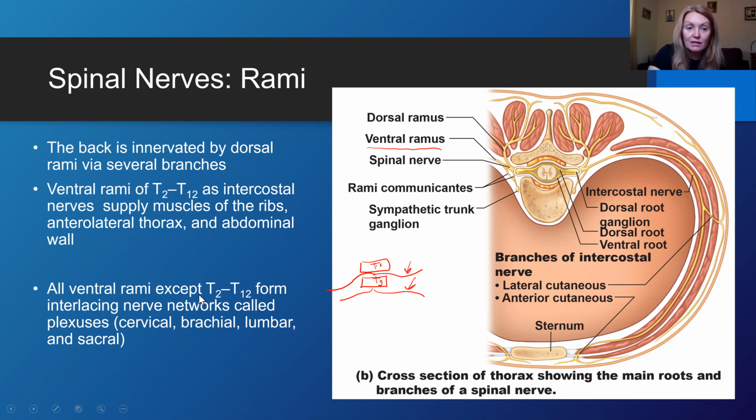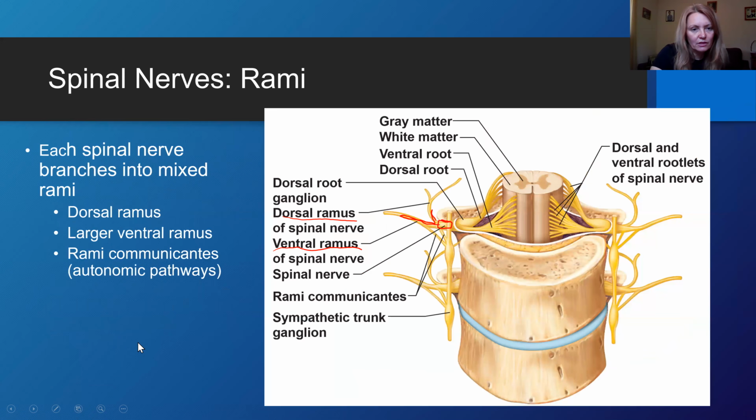All ventral rami except T2 to T12 form plexuses. And we already talked about plexuses. Plexuses are interlacing nerve networks. And here we have 5 of them. 1, 2, 3, 4. It says 5. Cervical, brachial, lumbar, and sacral, that's 4. I think somewhere I saw 5.